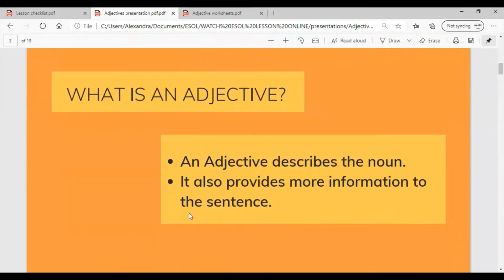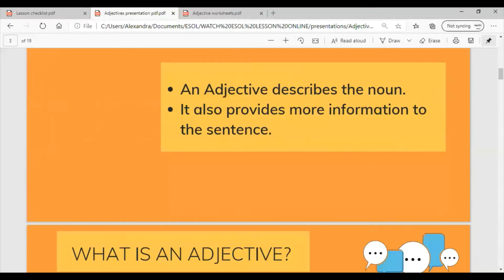Okay, so what is an adjective? An adjective describes the noun. It also provides more information to the sentence. If you remember from our first week when we looked at nouns, a noun is a person, a place, or a thing. So in our sentence, when we find a noun, our adjective is going to describe that person, place, or thing, and find out more about the sentence and the object.